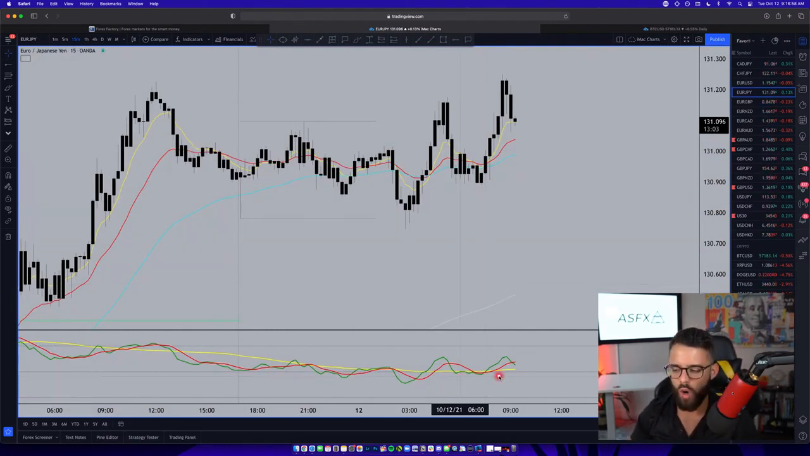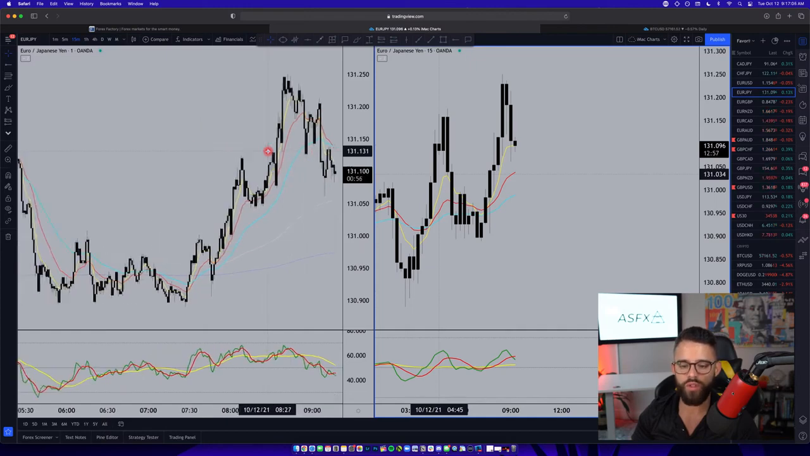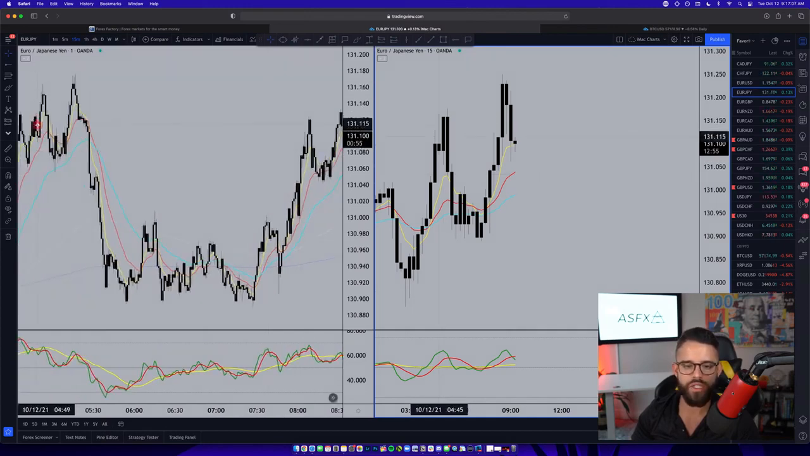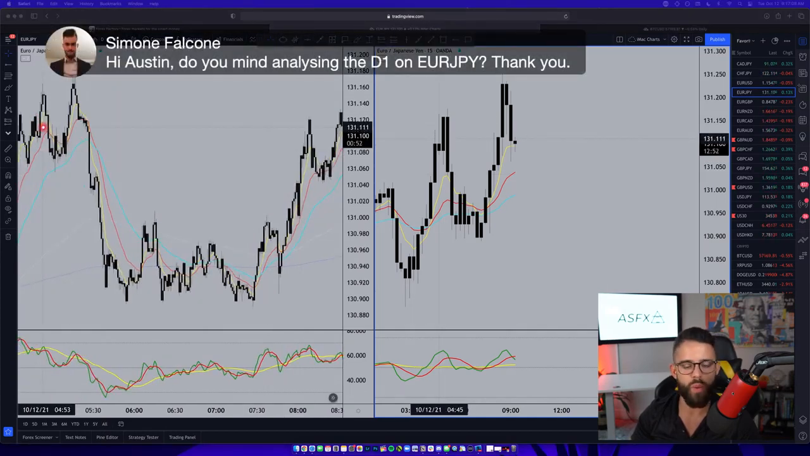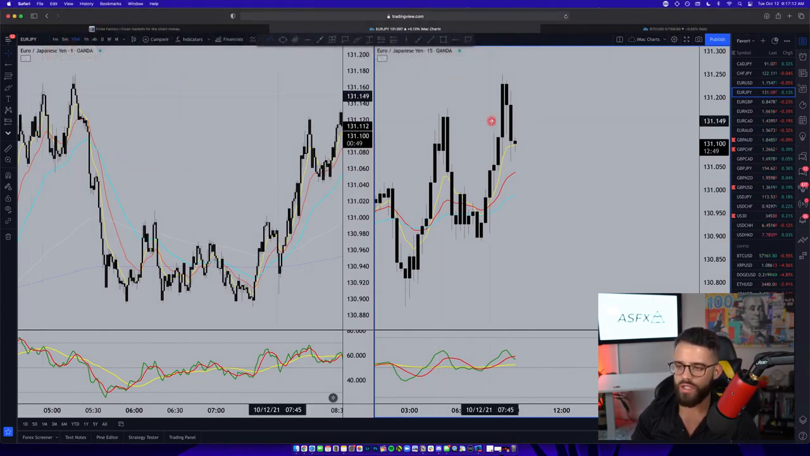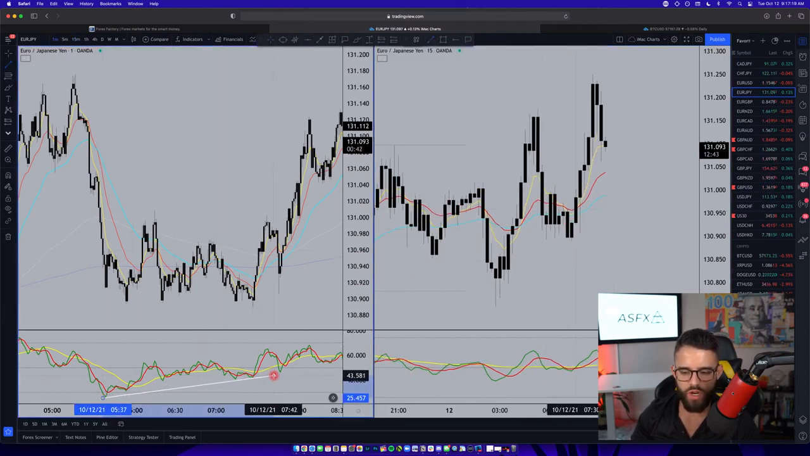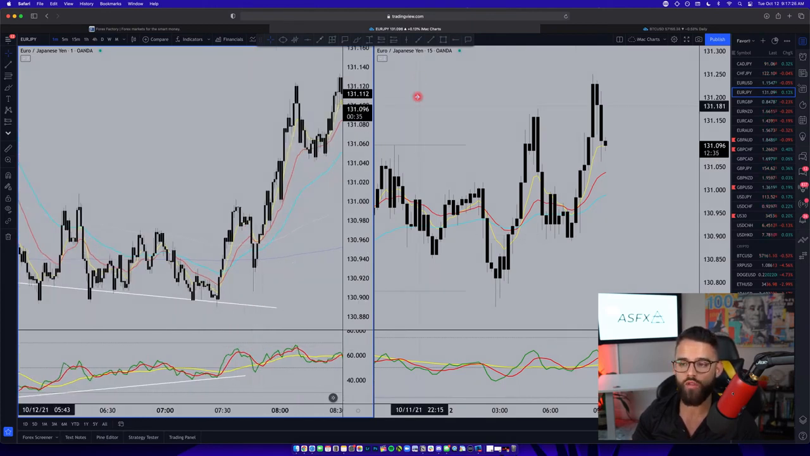When we see the perfect market sentiment line and we see price action at the 50 EMA, we could be looking for a D1 entry. So if we pull this up on the 1 minute, Simon says, do you mind looking at the D1 on Euro JPY? Absolutely, Simon. We're right here right now. Here you can see if we go to the 1 minute, which is what we do for the D1 entry, and we look for bullish divergence. Here you have the rising RSI. Here you have the falling price action. That's bullish divergence. That sets us up for the D1.